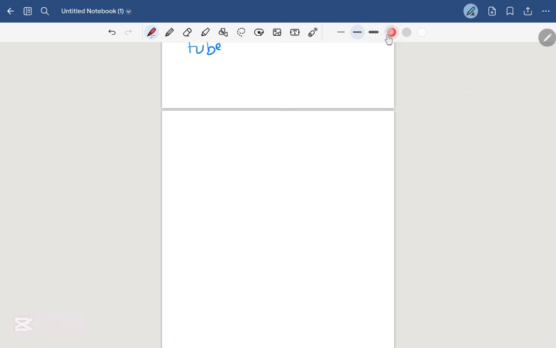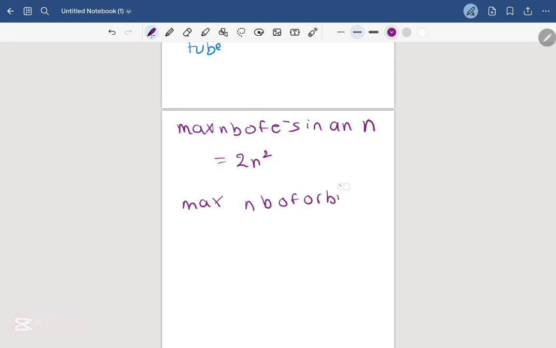Now, for the equations, for the maximum number of electrons in an energy level n, it is what? It's equal to 2n squared. But for the maximum number of orbitals, now we will see what orbital means, in an energy level n, it is what? It is n squared. Now, let us discuss the definition of an orbital.